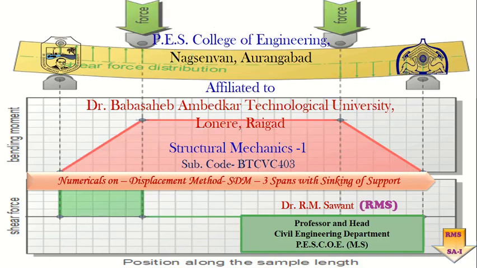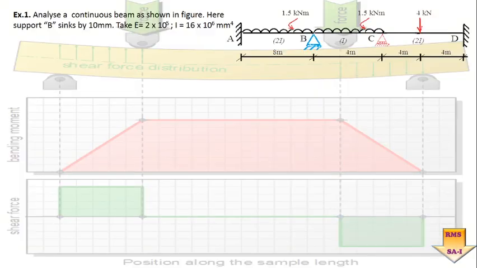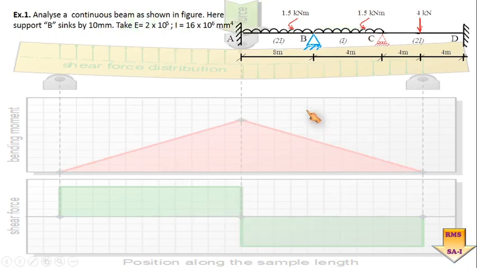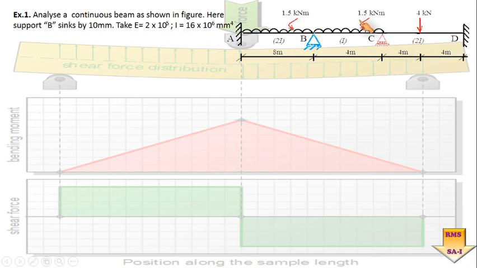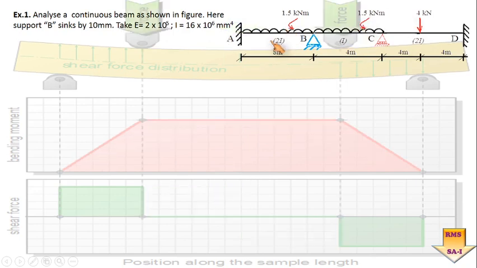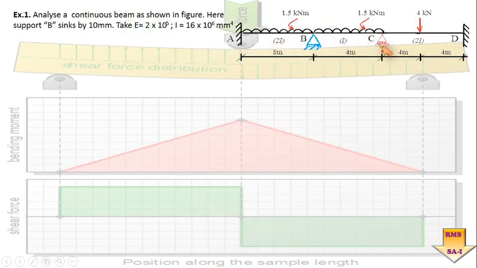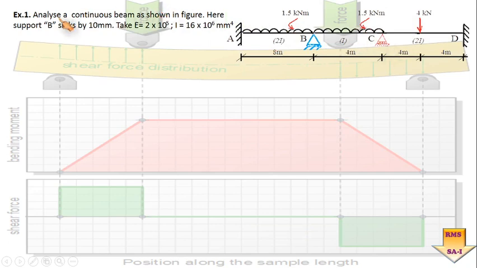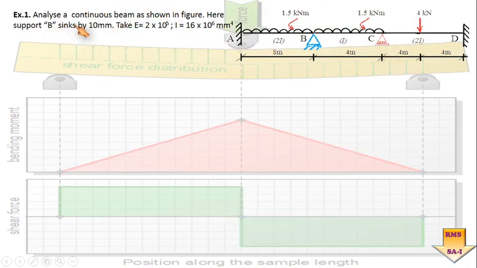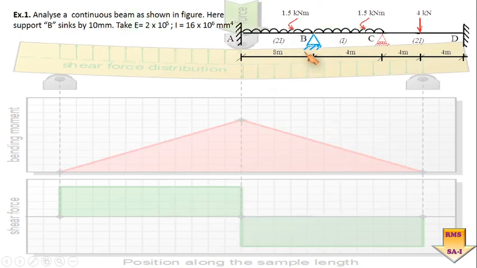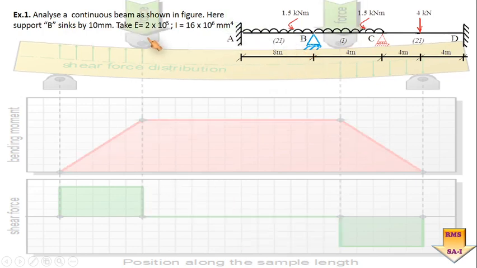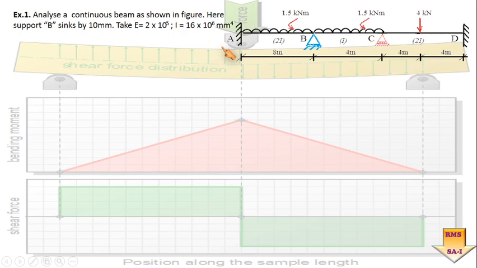In today's video, we are going to see a continuous beam with a sinking effect. In this problem you can see there is a continuous beam AB, BC and CD imposed with the given loading, having different values of the moment of inertia. Here one specific condition has been identified: joint B is going to sink by 10 millimeter. The values of E and I are already given in the problem.